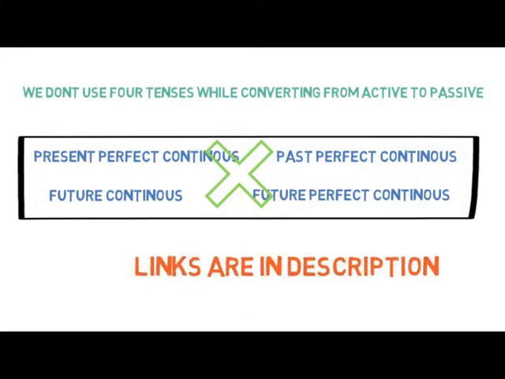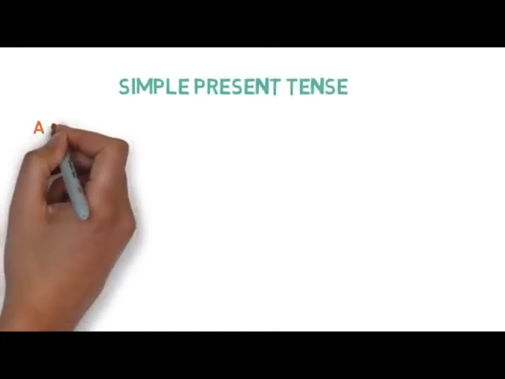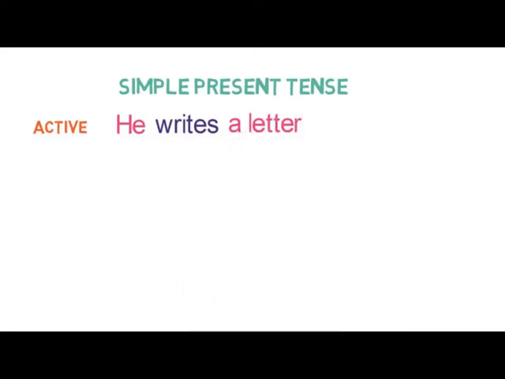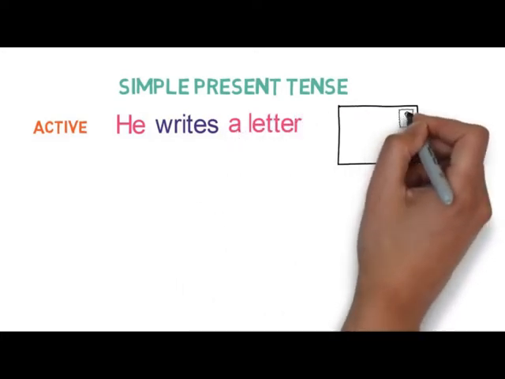Now let's see examples for each tense from the tenses that we started before. Simple present tense. We have the active voice is he writes a letter.